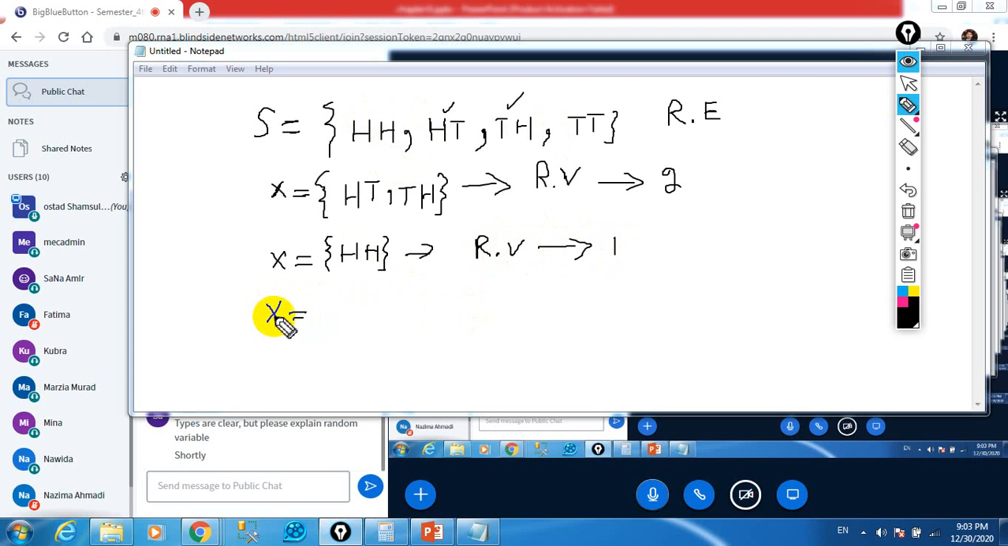Next, for example, if we have a condition, I want to take another random variable from this sample space. So take how many sample points we have in which there is no head.